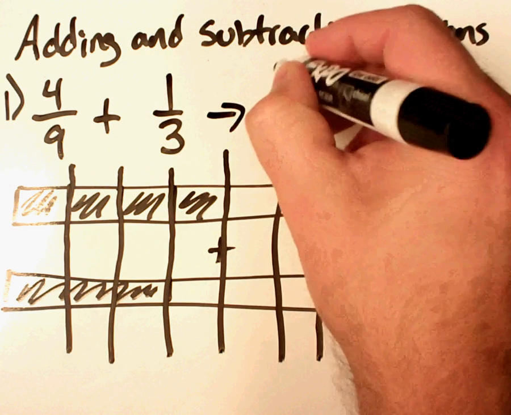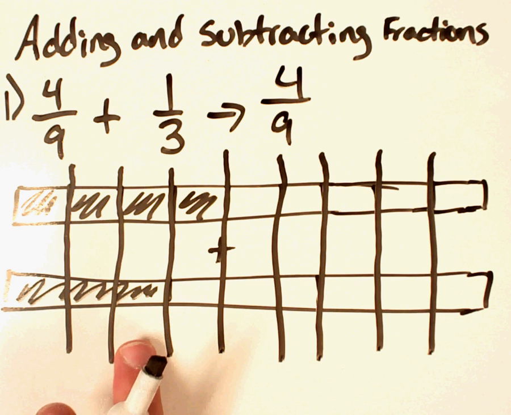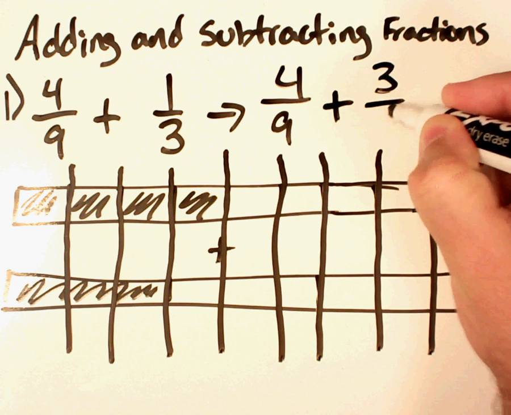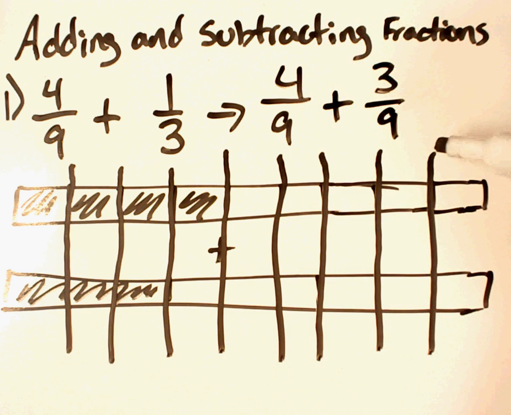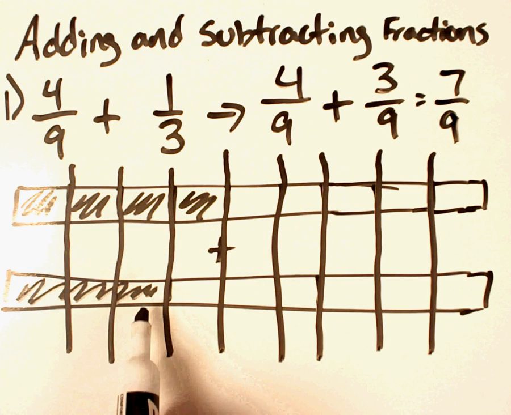So what that changes to, 4/9 stays the same, because I haven't really changed anything on this one. But instead of 1/3 now, I have 1, 2, 3 out of 9. So my problem then reads 4/9 plus 3/9. Now if we do the math on that, that's going to give us 7/9. If I count the actual blocks, that will also give me 7/9. I've got 1, 2, 3, 4, 5, 6, 7, and these are in ninths.